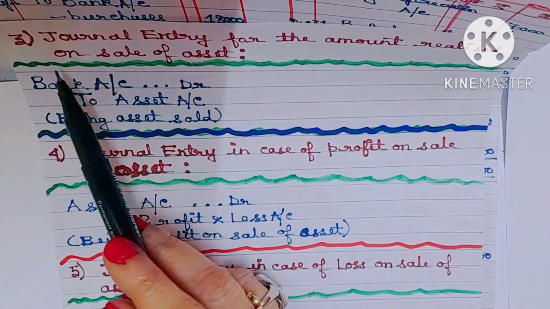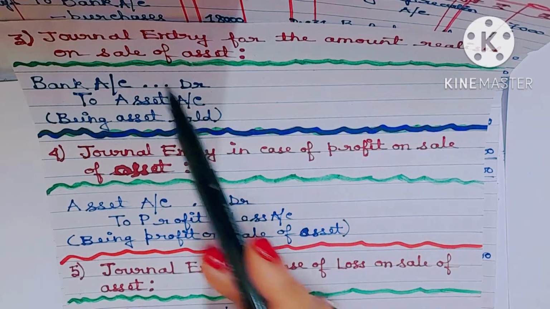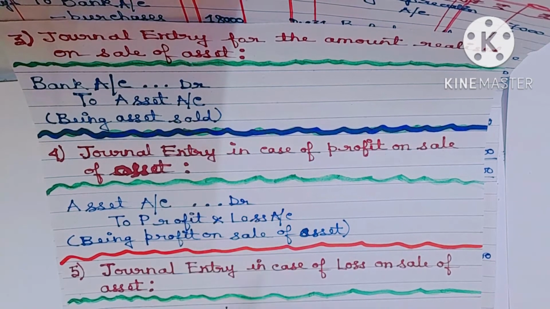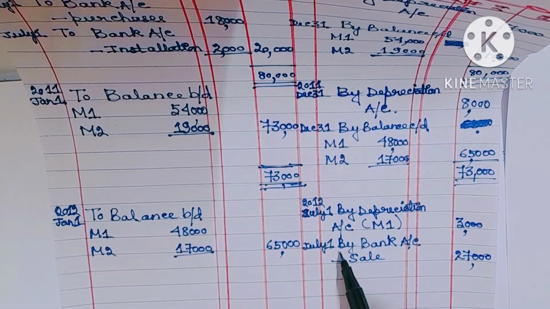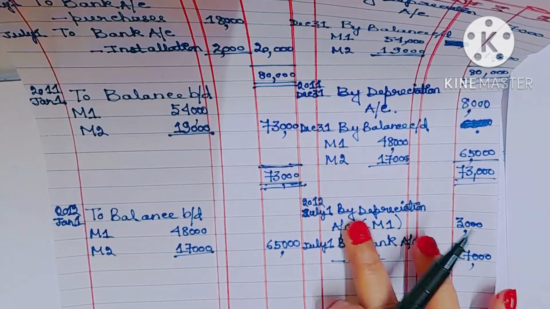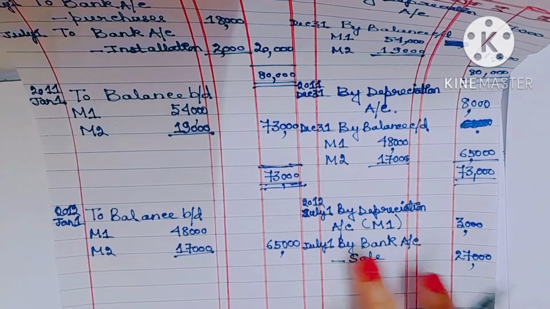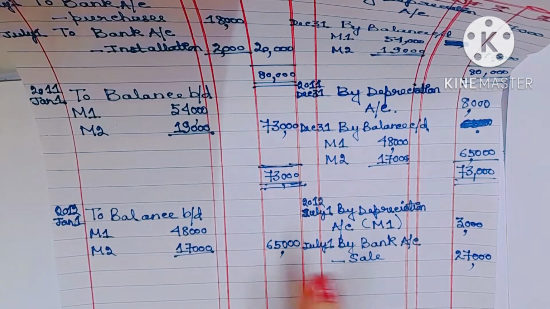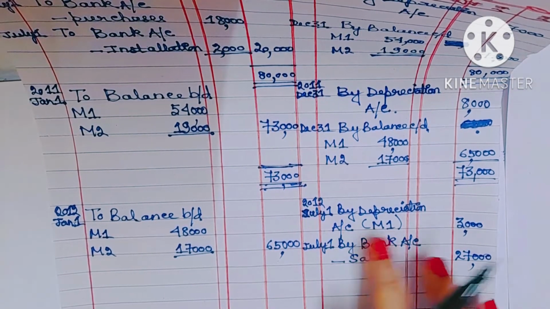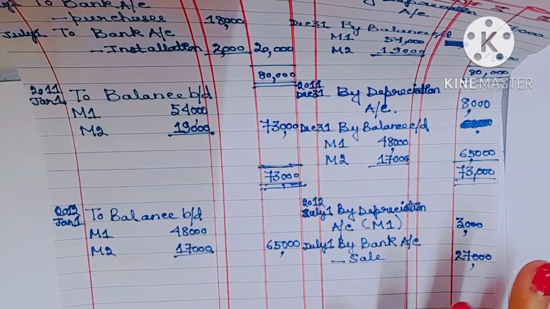See, number 3. Journal entry for the amount realized on sale of asset: bank account debit to asset account or to machinery account, being asset sold. Okay? So that is what we did by bank account. Whenever it is sold, by bank account. What comes on the credit side? By depreciation account. And when we sell, by bank account. And what comes on the debit side? To bank account when purchase happens. Always remember, when you purchase, debit side to bank account, and when you sell, credit side by bank account. And depreciation is always credit. Understood? Now, where will the loss come?